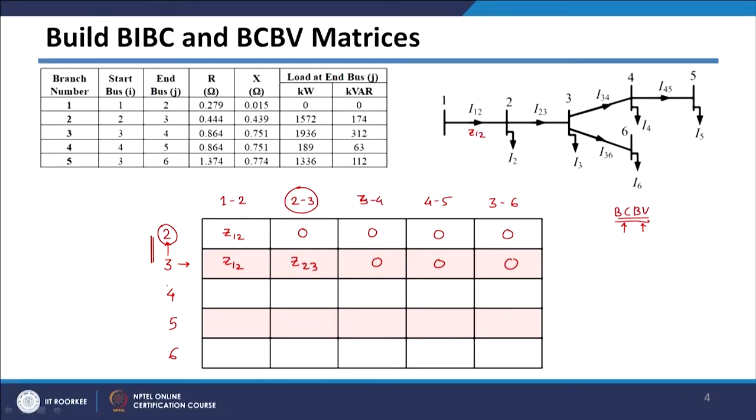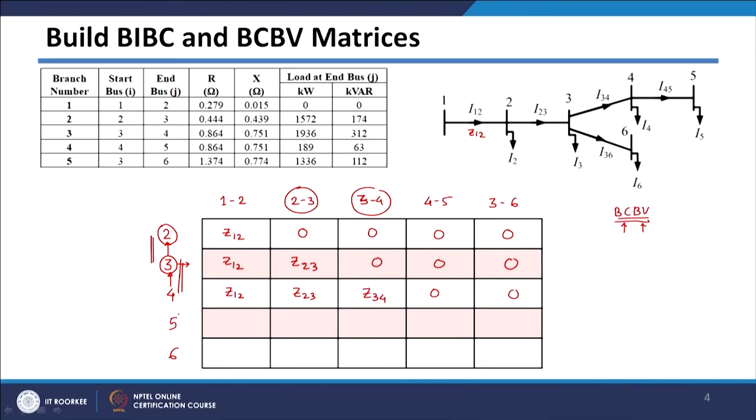Now let us see another case where there is connection between 3 and 4. So what we would do, copy the row corresponding to 3, put it at 4th location. It will be Z12 Z23 0 0 as it is. I copied it. Now this is corresponding to branch 3 4, because we are considering branch 3 4 here. So at branch number 3 4 location, we need to replace it by impedance of 3 4. So it will be Z34 here.